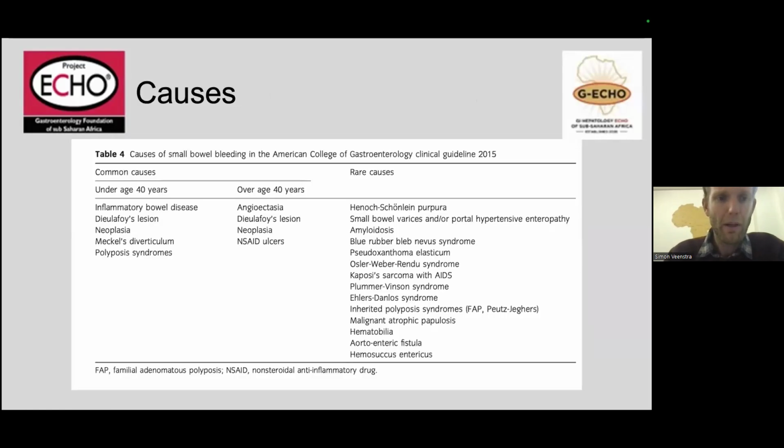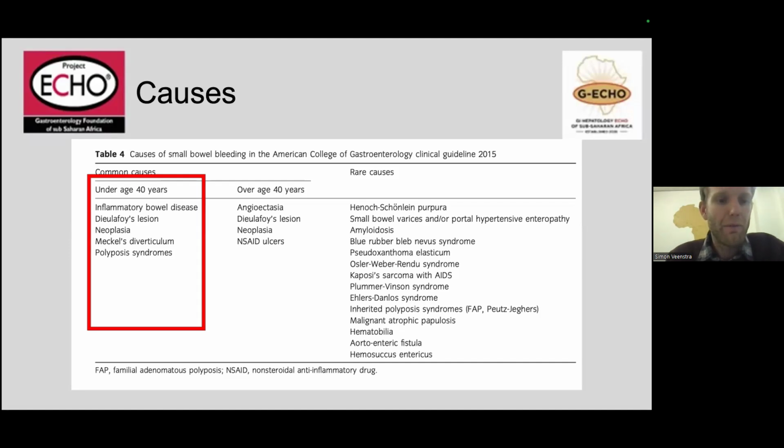So what I'm going to do is just briefly go through some of those causes and discuss some of the management options around them. Obviously, there's far too many causes to go into too much detail, so I've selected a few and we'll just go through them. What I think is quite nice, what most of the guidelines do, and a lot of the articles around small bowel bleeding, is they divide the causes between basically the young, so under 40 and over 40, and the common causes in each of those age groups.